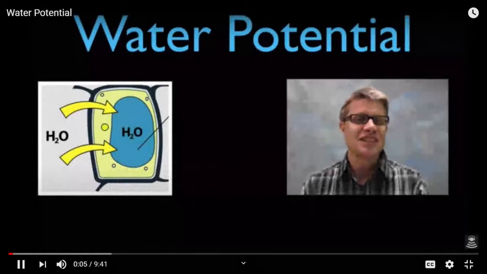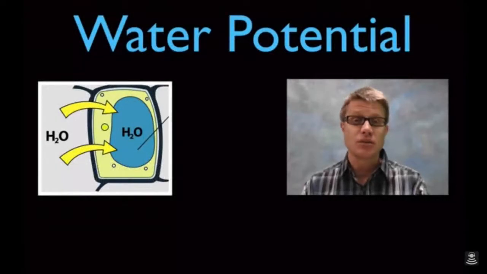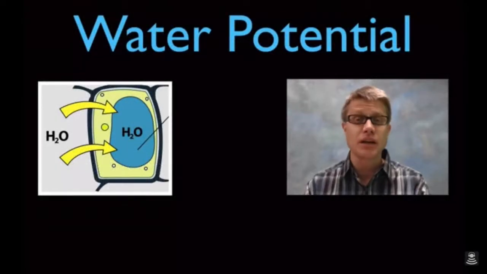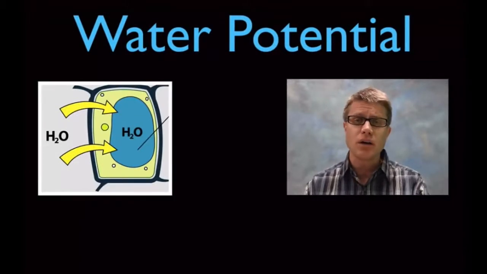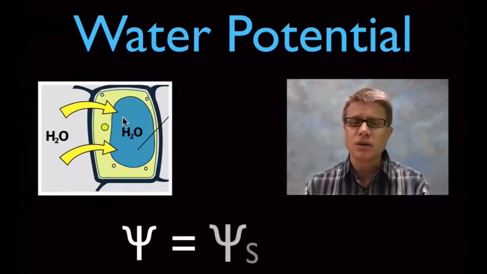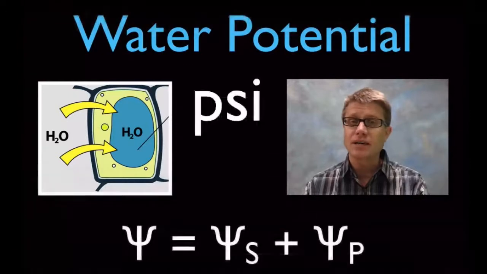Hi, it's Mr. Anderson, and in this video, I'm going to talk about water potential, which is really what it sounds like. It's the potential energy of water per unit area compared to pure water. So it allows us to figure out where water is going to flow due to osmosis, gravity, pressure, even surface tension. So it allows us to figure out if water is going to flow into the cell or not. And so we measure it using something called psi.